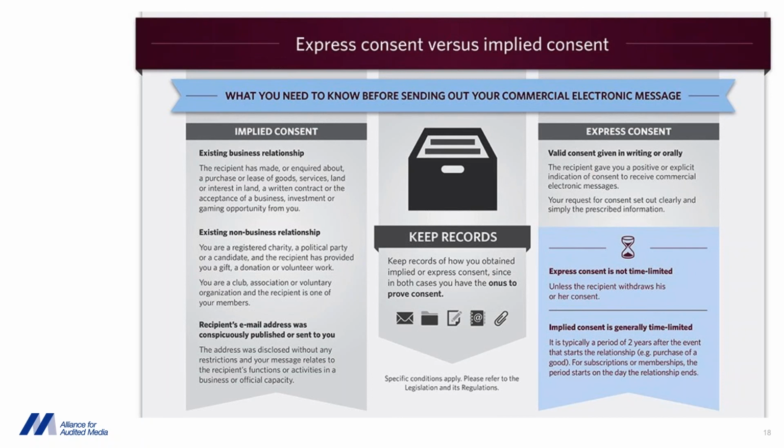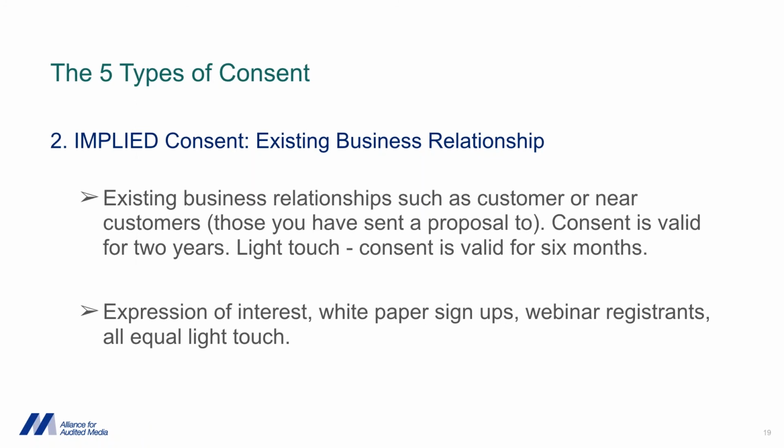Good cue. Great. So implied consent, existing business relationship, means that it's a customer or near customers. And by near customer, they define it as those you have sent a proposal to. So if you've engaged somebody to the point where they've asked for a proposal, or you're at that stage of sending somebody a proposal, then they would fall under the existing business relationship. And that consent is valid for 2 years and rolls.